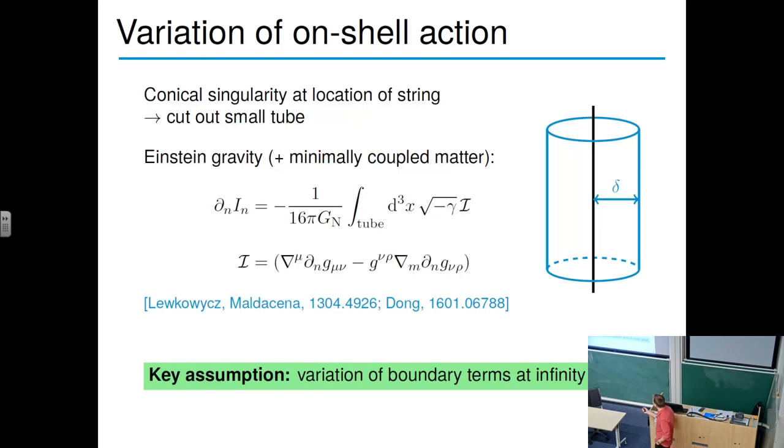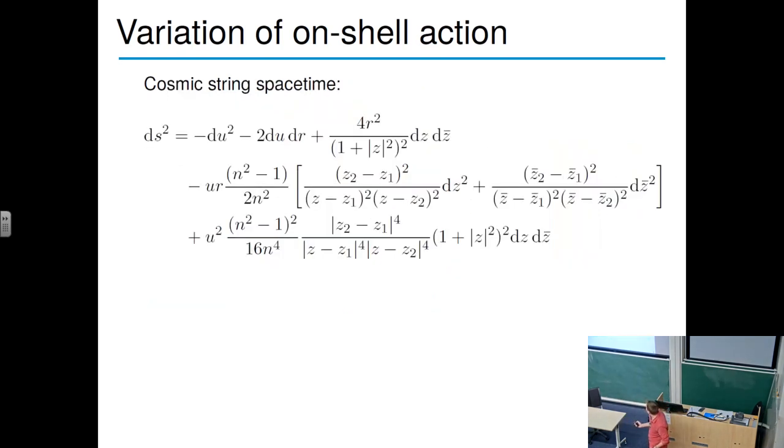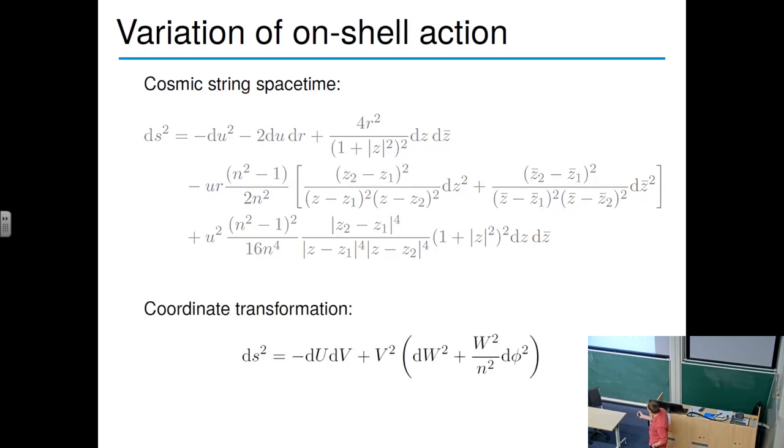Okay, yeah, and so this is one of our key assumptions, that the variation of these boundary terms vanish. So now let's go ahead and compute this variation. I want to compute these boundary terms arising in this cosmic string spacetime, and because this metric is so horrible, I will perform more or less the same coordinate transformation that I mentioned before to put the metric in a much simpler form that looks like this, where I have these u and v retarded time coordinates, and this is like a flat slicing of Minkowski space.